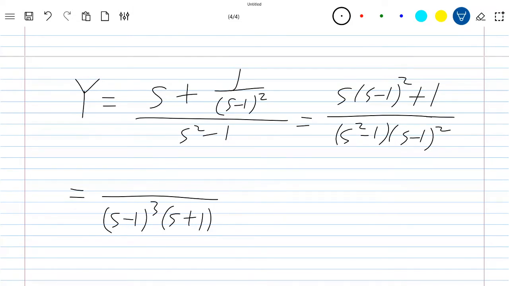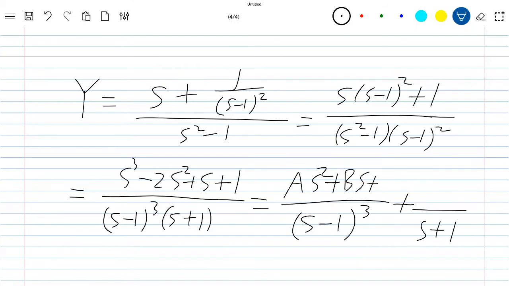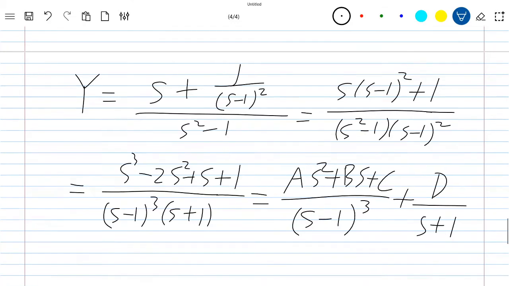So the numerator, if I expand it, it will be s cubed minus 2s squared plus s plus 1, sorry, there's no 2. Right? You have s cubed minus 2s squared plus s plus 1. And that can be written as (s minus 1) cubed, and then plus s plus 1. We call this as squared plus bs plus c, and this is called d. So let's try to figure out what a, b, c, d are.